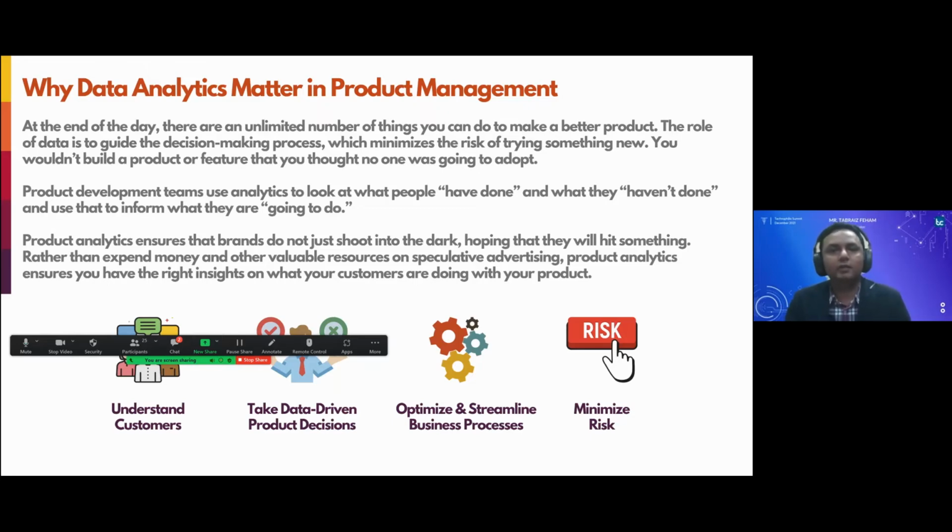Optimize and streamline business processes. If you actually go with a data-driven approach, you can discover the insights to improve your overall delivery. You can optimize and streamline your business processes. If you don't look at the data, if you don't see the patterns, you won't be able to achieve that. So that's the reason product management should be an integrated part of your day-to-day life cycle. And at the end of the day, when you're doing all these three things, eventually you're minimizing the risk and you are basically churning out a better product.